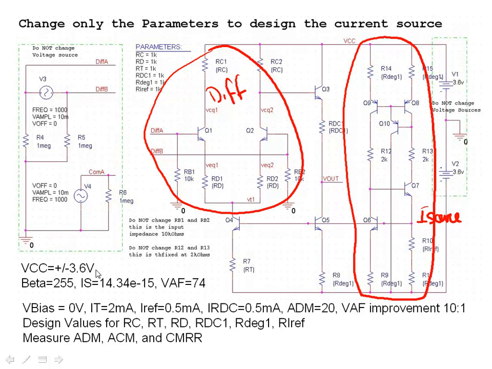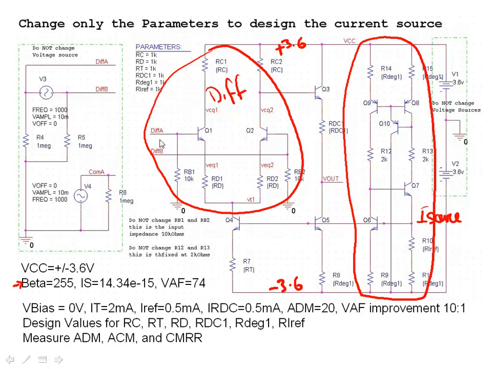The spec. I've got a supply voltage here of plus and minus 3.6 volts. So the supply is 3.6 and minus 3.6. Okay, I'll put plus on there. So you've actually got two voltage rails to think about, which is important. I've got one transistor, and I'm giving you the parameters here. Beta 255, reverse saturation current 14.34 times 10 to the minus 15, early voltage VAF 74.